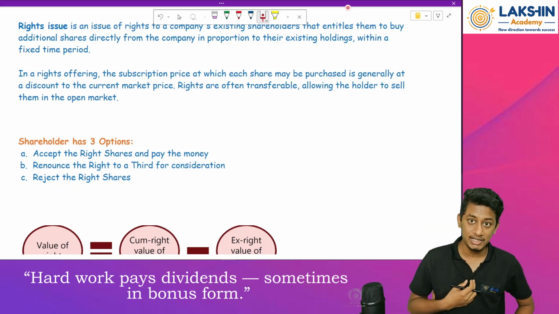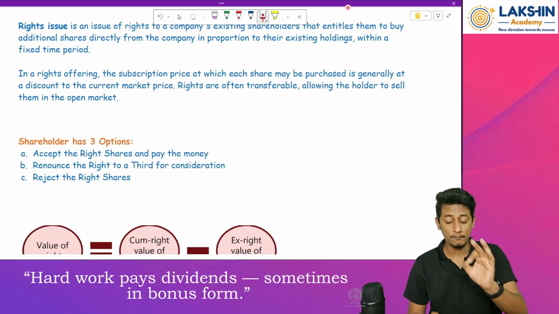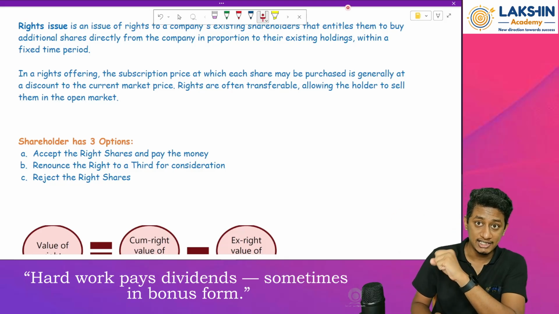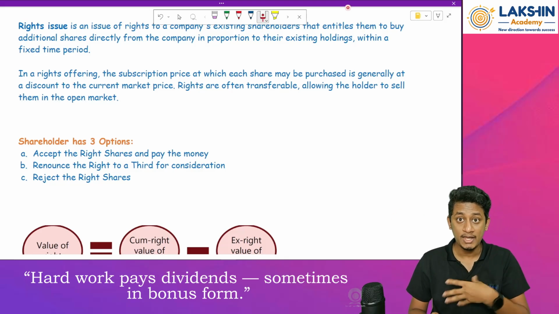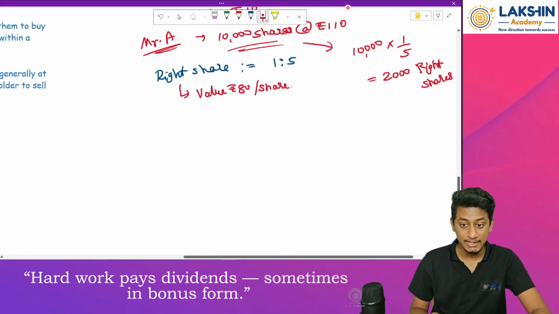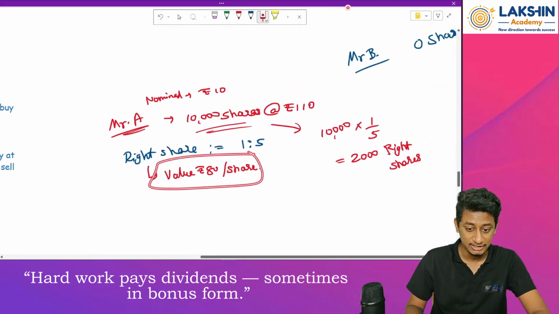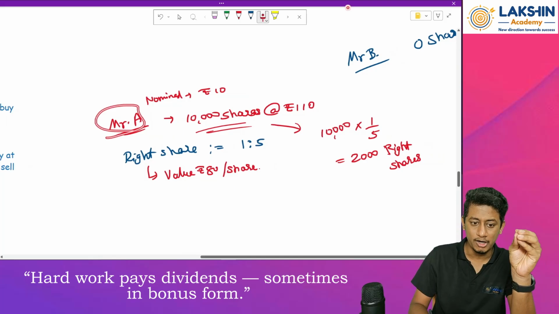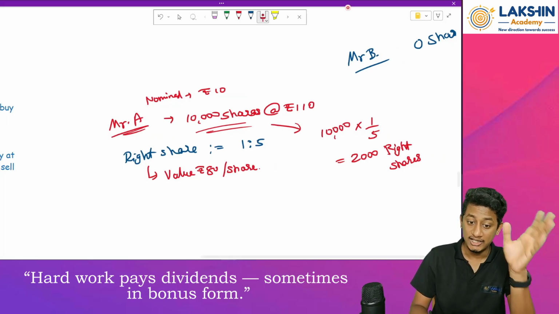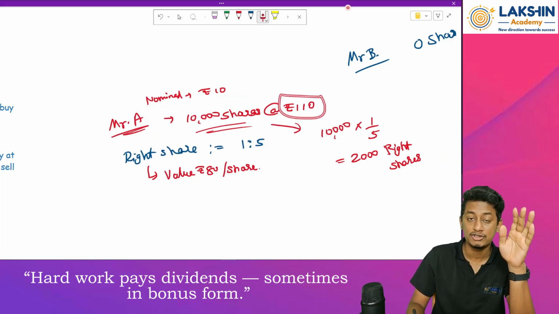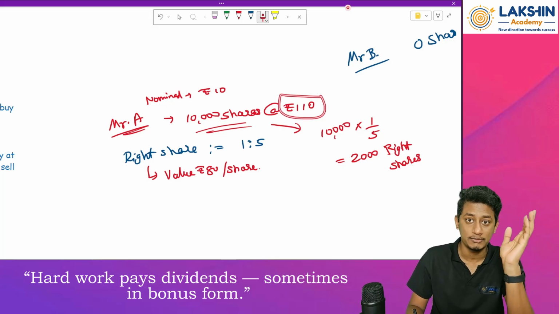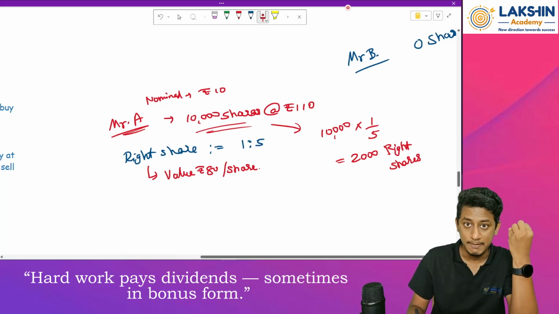People will pay him some money, and people also pay some money to the company. At the end of the day, whoever is buying the rights shares from Mr. A will be at a profit. Why? Because he will be getting the shares at a discount, and he will pay a small amount of money to Mr. A. If I add both amounts, that will not equal the market value. That means he is still at a profit. He is getting those shares at a cheaper rate. Clear? Okay.